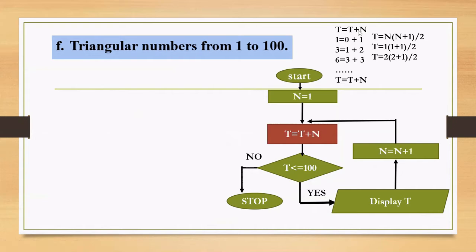That's why I can use this formula also. Again, the previous t is 3. 3 plus 3 is 6. Then the previous t is 6. Then 6 plus 4 is 10. That is the next triangular number. So that is very easy. Anyway, you can use any one of these formulas.